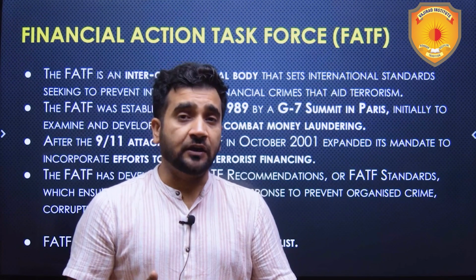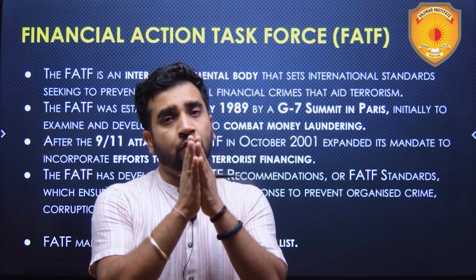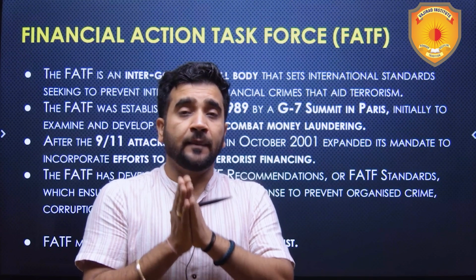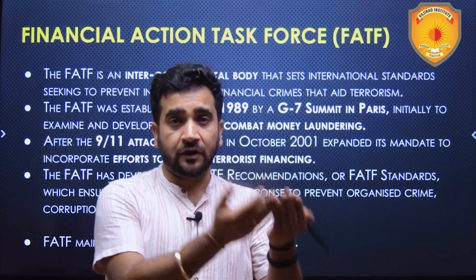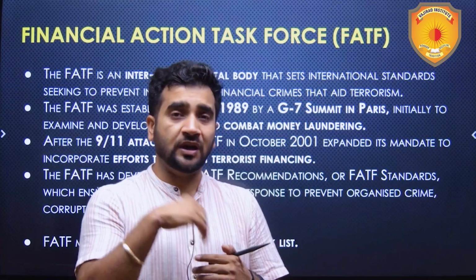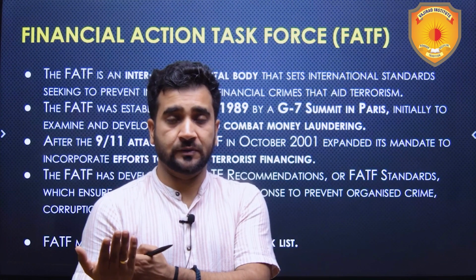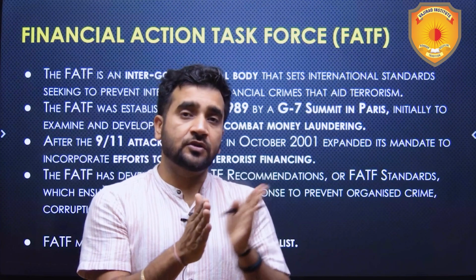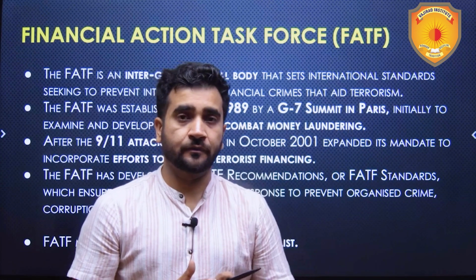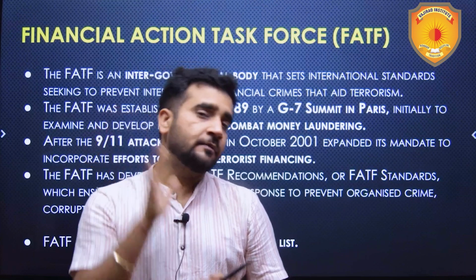FATF was formed in 1989 by the G7 countries, and when it was formed, its main target was to combat money laundering. Money laundering is a process in which you earn dirty money by doing some illegal activities, let's suppose selling drugs, but you make that dirty money look like it is earned through clean, legitimate or legal sources. That is money laundering, in which you conceal the source of earning of that money. So when G7 countries formed FATF in 1989, its one and only task was to tackle money laundering in the world.